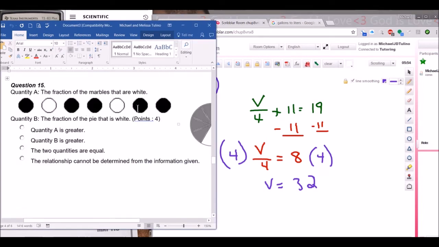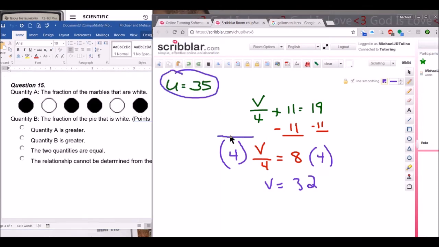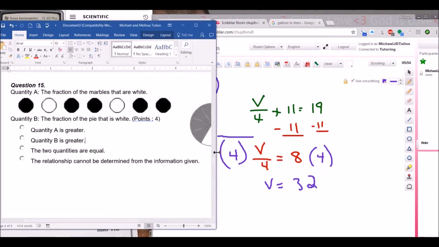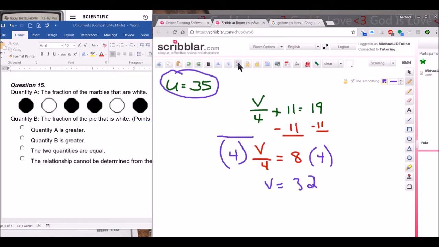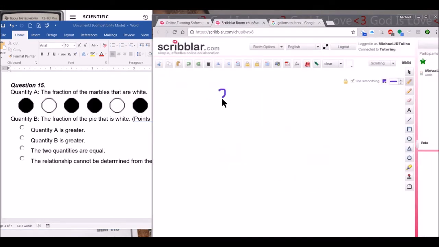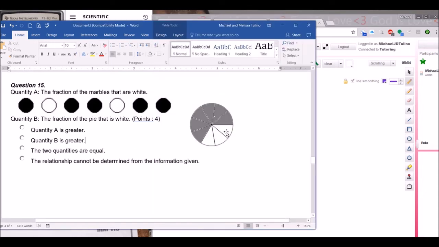The fraction of the marbles that are white, okay, so white, and the fraction of the pie that's white. All right, let's take a look. We have 1, 2, 3, 4, 5, 6, 7. So that's going to be 2 over 7 versus 1, 2, 3, 4, 5, 6, 7, 8, 9.